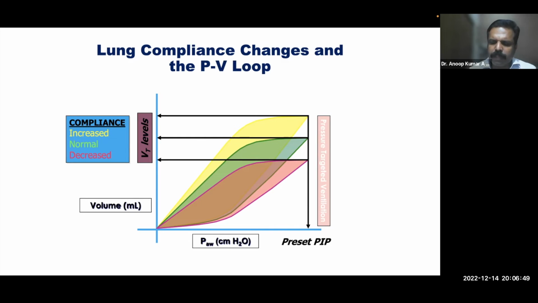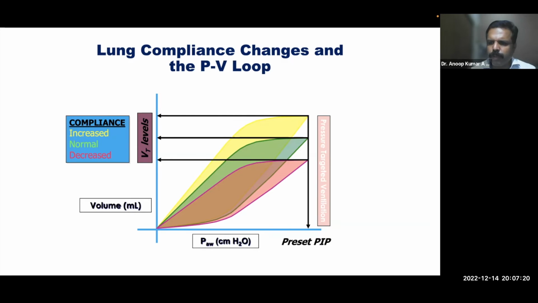Suppose at a PEEP incremental level, you are increasing from 5 to 7, and your compliance is improving, or SpO2 is better. 7 to 9, again it is improving. 9 to 10, it is improving. From 10 to 12, if your SpO2 is coming down and compliance is coming down, that means you don't need that much PEEP. So 10 will be the optimum PEEP for that patient. Okay, I think you got it.